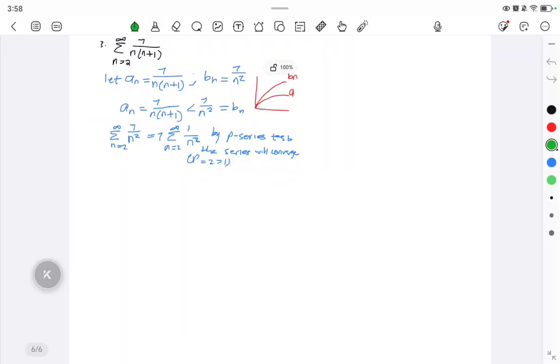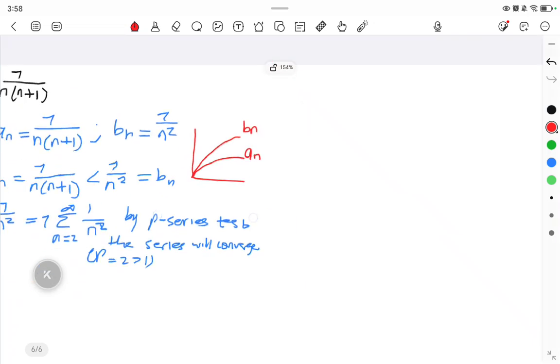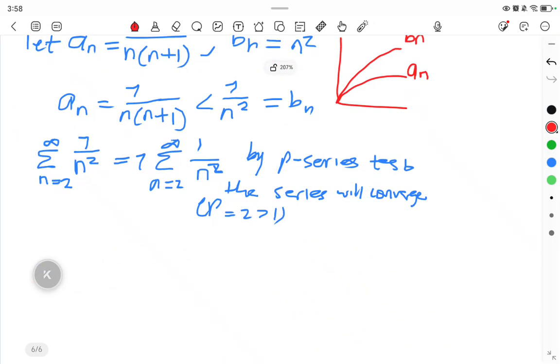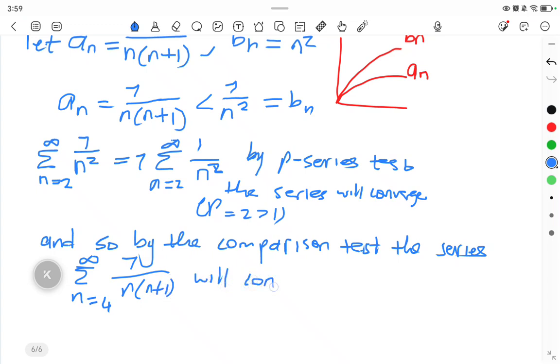You see, right? Meaning they're going to both converge. So I'm going to say that, by the comparison test, the series 7 over n plus 1 will converge. You see, right?